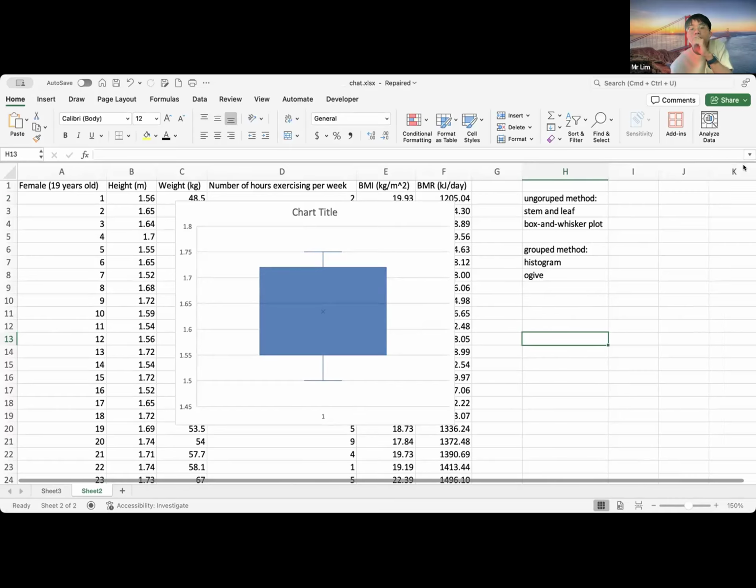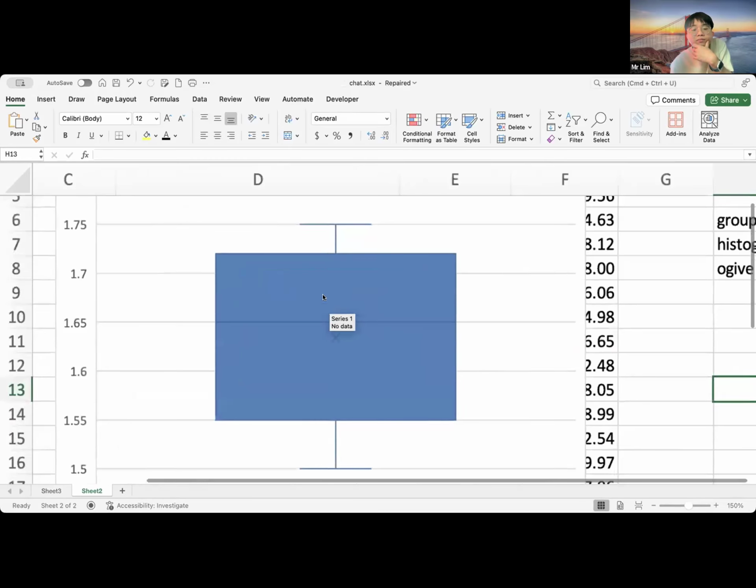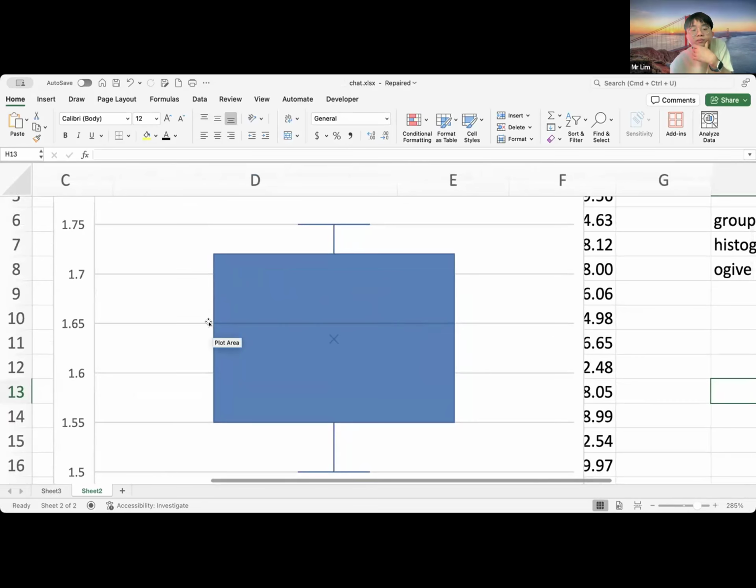Okay? Well, if you notice, this is your maximum in the fence. This is your minimum in the fence. This is your Q1, around 155. Yeah, 155. Your Q3, 172 or something, I guess. And your median, I think this is your median. 1.65 is your median. Well, if you notice, there's one more value here. What do you think is this value?